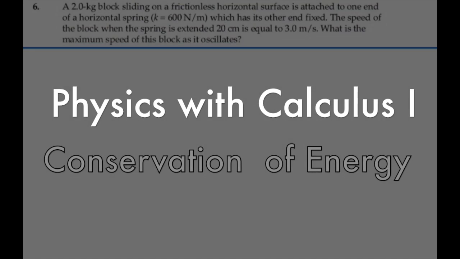Here's problem 8.6. A 2 kilogram block sliding on a frictionless horizontal surface is attached to one end of a horizontal spring, constant 600 newtons per meter, which has its other end fixed. The speed of the block when the spring is extended 20 centimeters is equal to 3 meters per second. What is the maximum speed of the block as it oscillates?